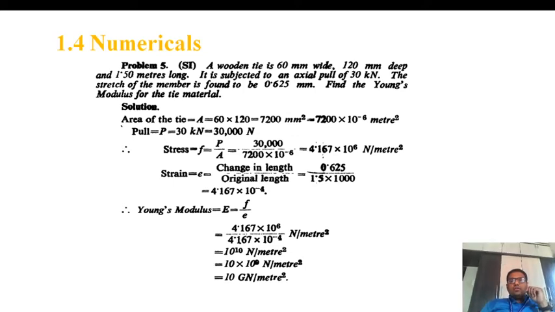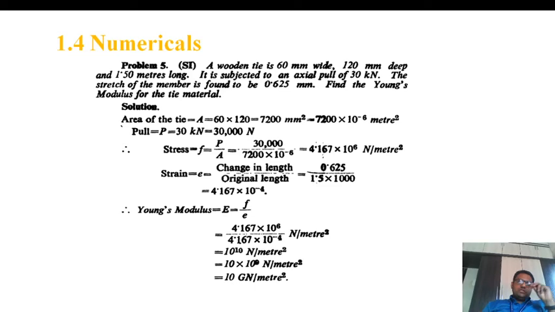So area of tie, we will write the given data. The cross section of the wooden tie is 60 by 120, so the area becomes 7200 mm square. We will convert that into meter square, so it is 7200 into 10 raised to minus 6 meter square. Axial pull capital P is equal to 30 kilonewton, which is equal to 30,000 Newton.